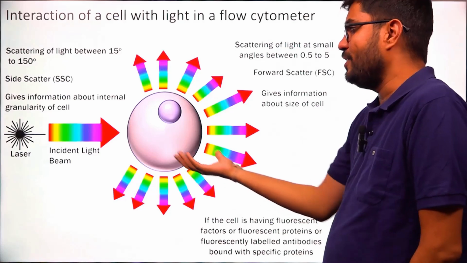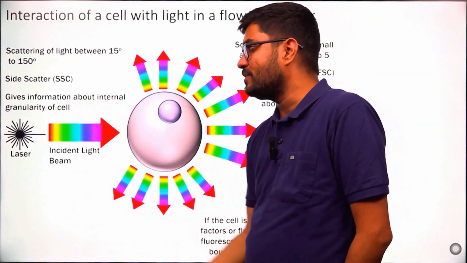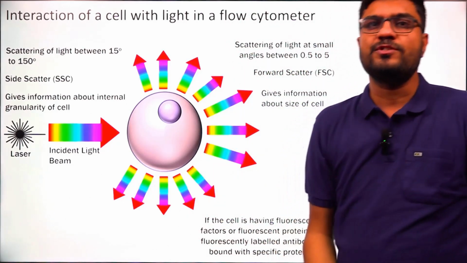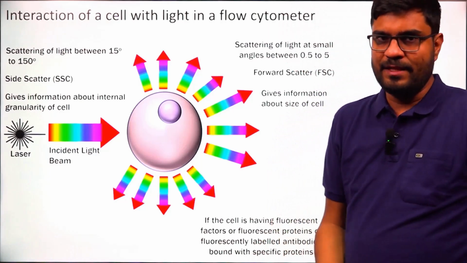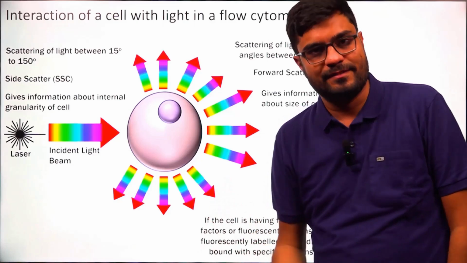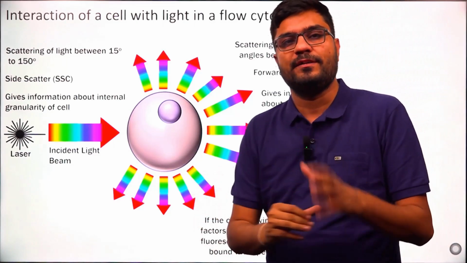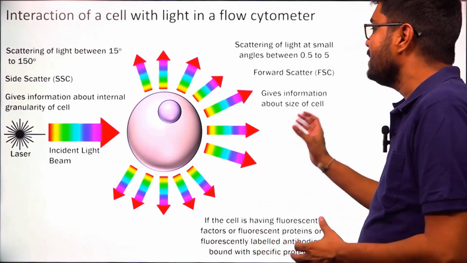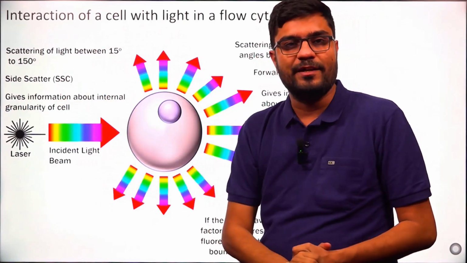And we already know now that the value of SSC is giving us information about internal granularity of the cell. So more granules, higher the value of what? Side scatter. Bigger the size, higher the value of what? FSC or forward scatter. So the FSC and SSC, two parameters, forward scatter and side scatter, are giving us the information about size of the cell as well as granularity of the cell.